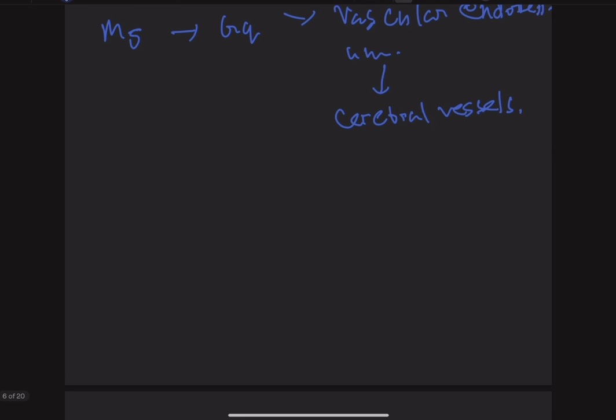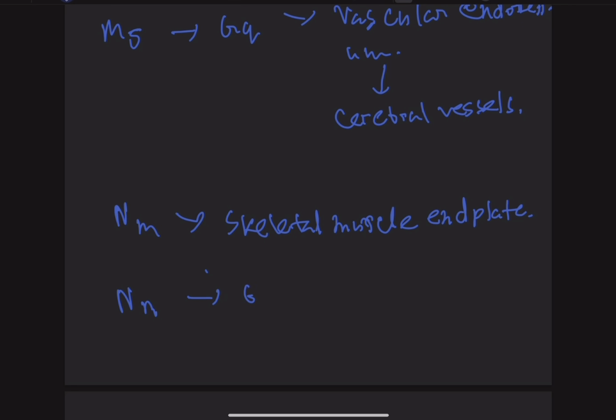Then we have our nicotinic receptor. This is an NM receptor and an NN receptor. So an NM receptor is located in the skeletal muscle end plate. And an NN receptor is located in the ganglionic cells.